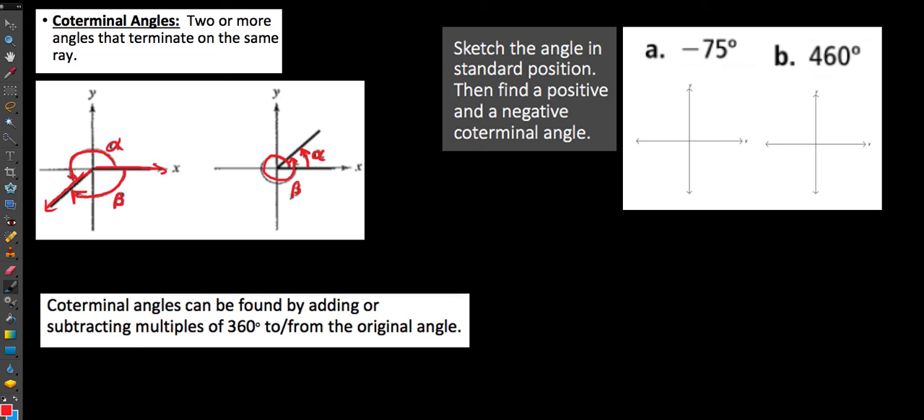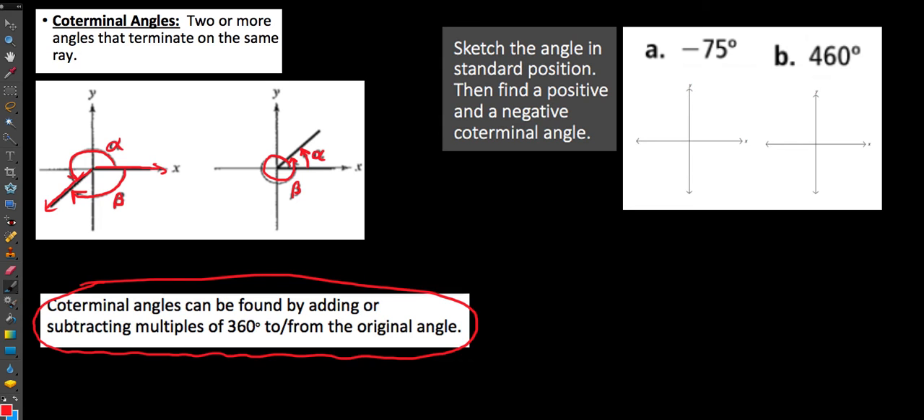With respect to coterminal angles, the neat thing about these is that they can be found by either adding or subtracting multiples of 360 degrees from the original angle. To look at how this plays into finding coterminal angles, we're often going to be looking at sets of angles that all terminate in a specific spot. It's easy to find coterminal angles just by adding on or subtracting increments of 360. In these two over here, what I want to do is sketch the angle in standard position, but then also find a positive and a negative coterminal angle.